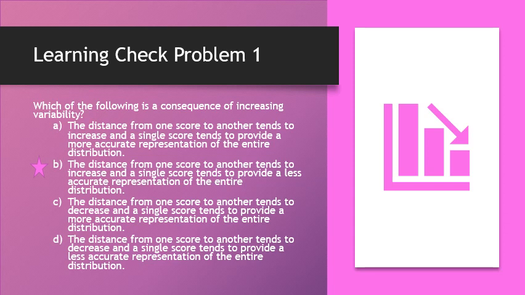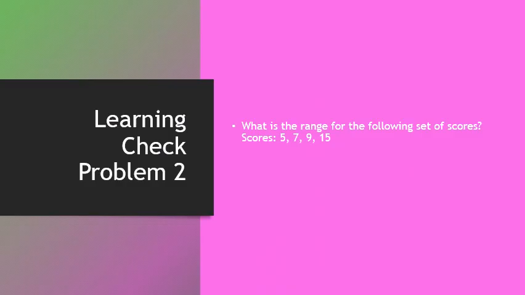For this problem, what's a consequence of increasing variability? If you increase variability, the distance from one score to another tends to increase. Remember, think of the graph, how it gets more spread out. And a single score provides a less accurate representation of the entire distribution. So it would be B.